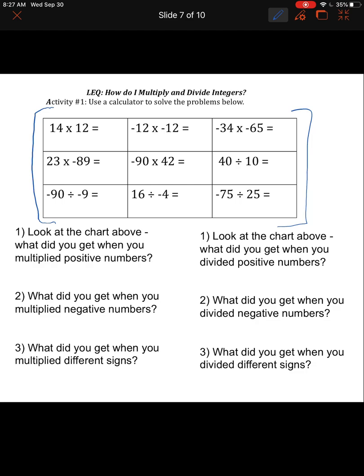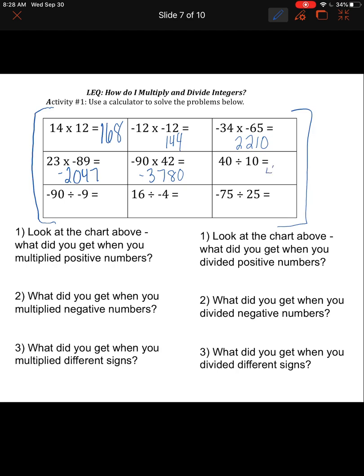All right, let's get some answers. So 14 times 12 gives you 168. Negative 12 times negative 12 gives you positive 144. Negative 34 times negative 65 gives you positive 2,210. 23 times negative 89 gives you negative 2,047. Negative 90 times positive 42 gives you negative 3,780.